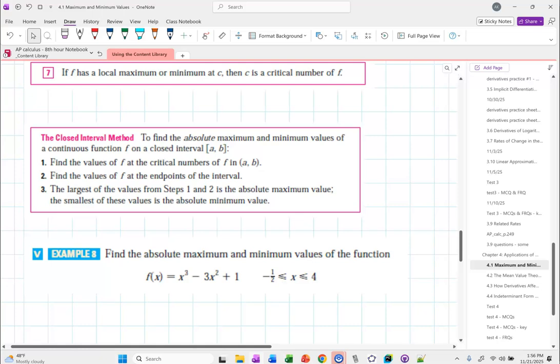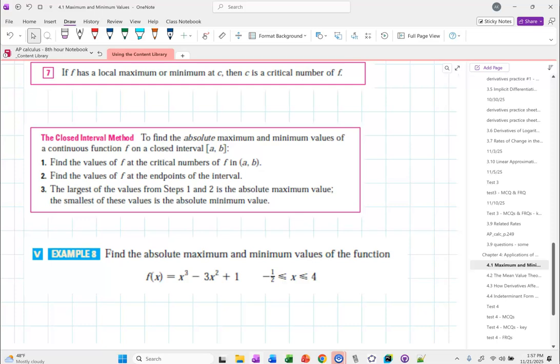Now, to this point, we've only been talking about local mins and maxes. What if I want to find the absolute mins and maxes? This is my method. To find the absolute mins and max of a continuous function on a closed interval: find the values of the critical numbers, find the values of the endpoints, and plug those back into the function. The biggest output is going to be my maximum. The smallest output is going to be my minimum. Done. It's okay to have a tie. You just have more than one absolute min or max.